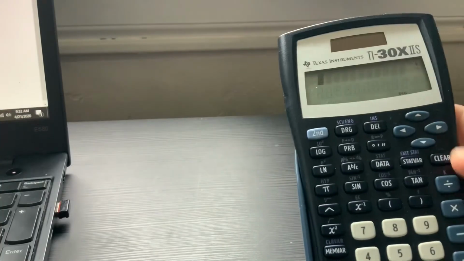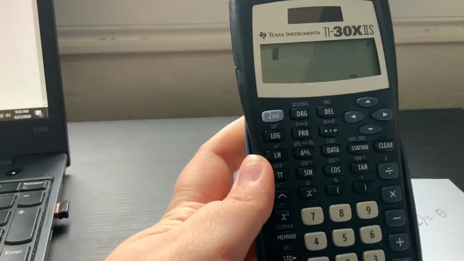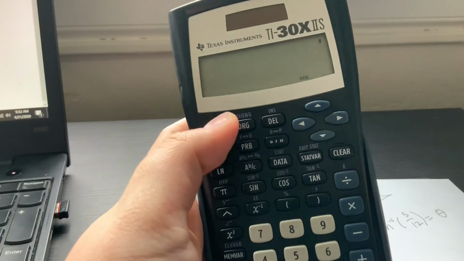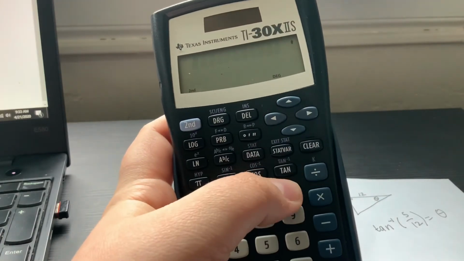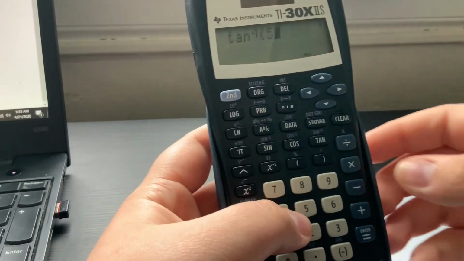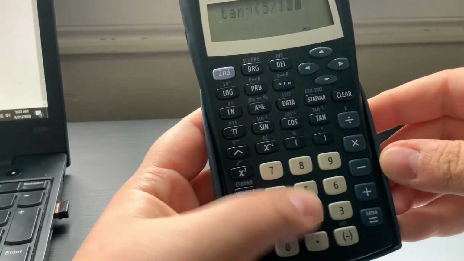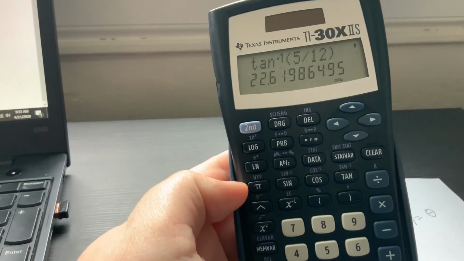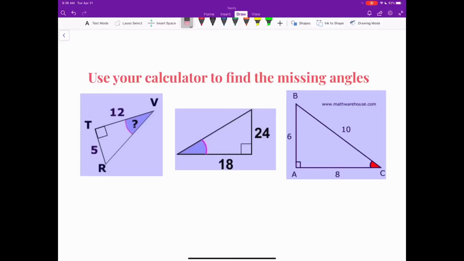On one of these other calculators, I'm going to do the same thing. I have my tangent button here. I have my inverse tangent right above. I'm going to hit second, I'm going to hit the tangent. That gets me tangent inverse here. And then I'm going to type in 5/12, so 5 divided by 12. I like to close the parentheses at the end. And I do get 22.6 again.